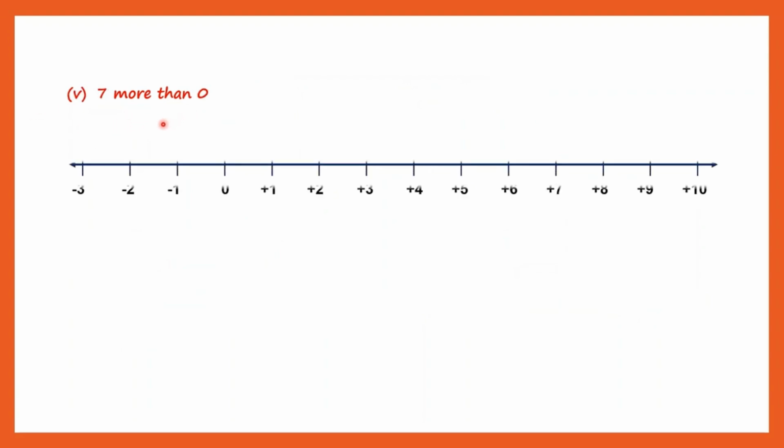Question 5. 7 more than 0. So let's draw the number line. 7 more than 0 means we need to first mark 0. So we have 0 here and 7 more than that. 7 steps to the right. When it's more, it means to the right. So that will be 1, 2, 3, 4, 5, 6, 7. We reach 7 itself. So let's mark 7 and draw the curve. And this time we have moved to the right.